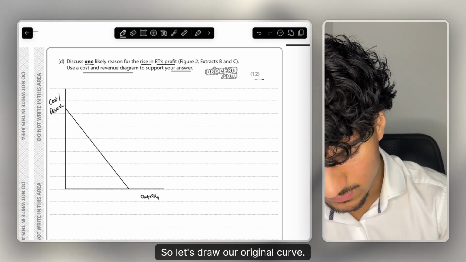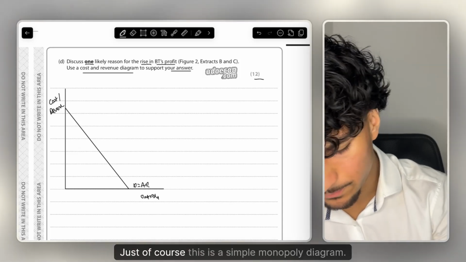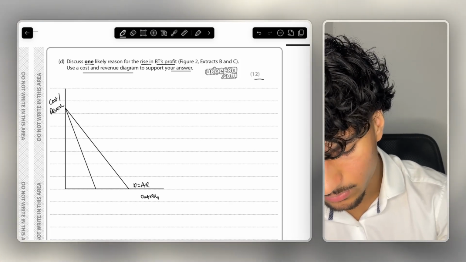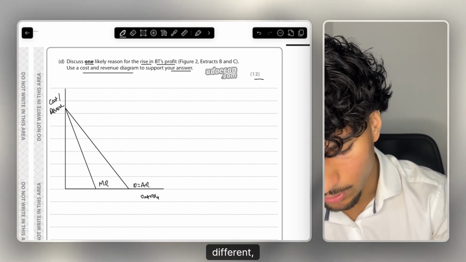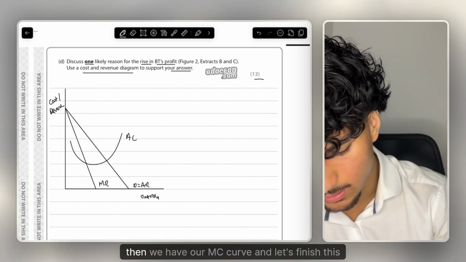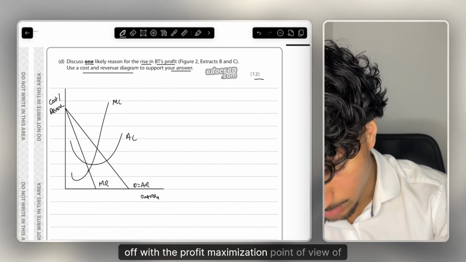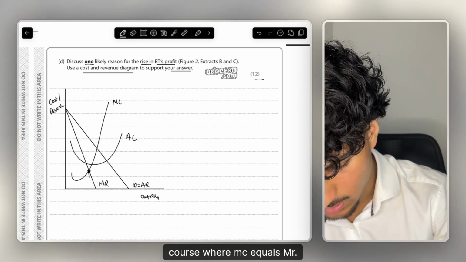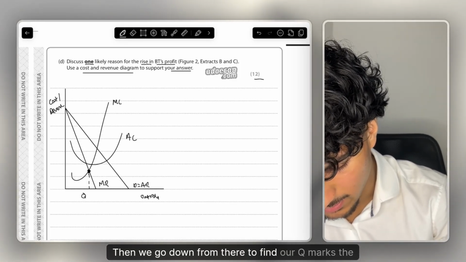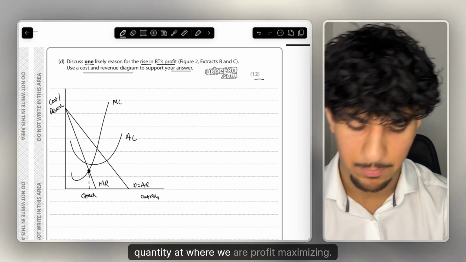So let's draw our original curve. So D equals AR. This is a simple monopoly diagram, nothing different, no added details. Then we have our AC and MC curves, and let's finish this off with the profit maximization point. Of course, where MC equals MR, we go down from there to find our Q max, the quantity at which we are profit maximizing.